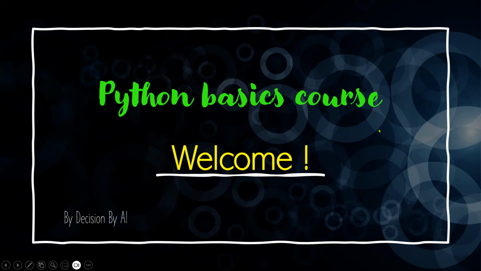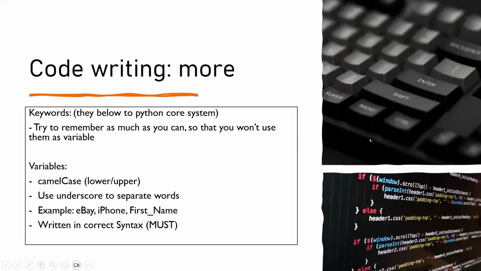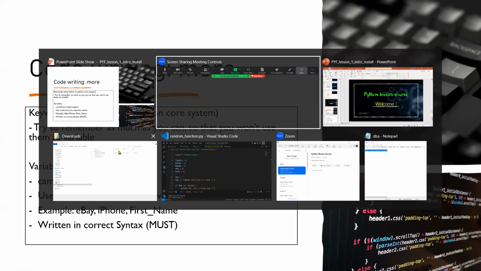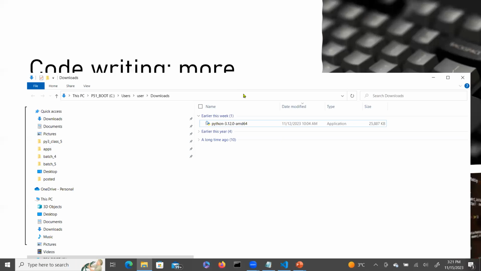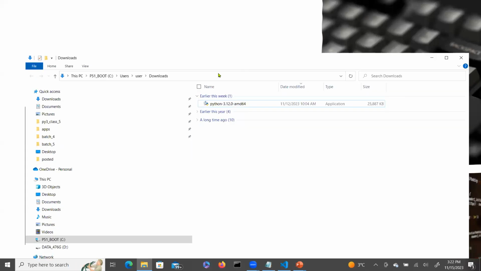In this video, we're going to see what happens when you click the download button from the python.org website. Let's see. So this is code writing. I'll talk about this soon. Let's go back to check the download folder. So this is the download folder of my computer. Once you click on download, let's try this website.